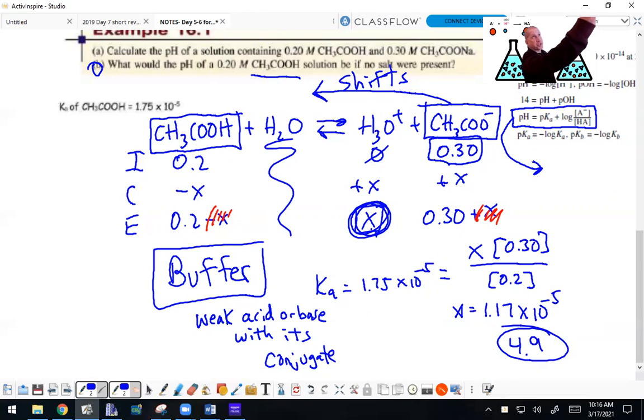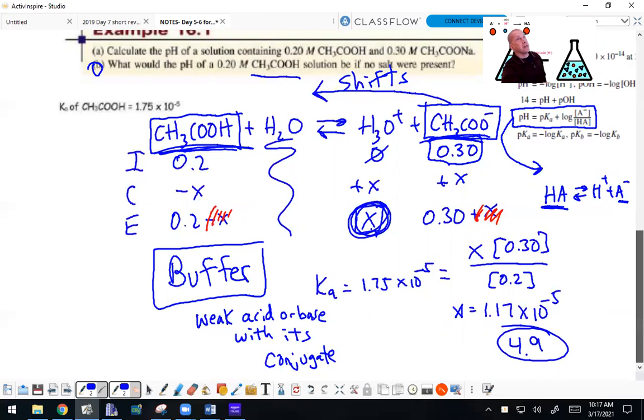Notice it's pH, so we're using the hydronium ion concentration somewhere there. We have pKa, so it's the negative log of the Ka, plus the log of... Now the general form here is you have HA becoming H plus and A minus. So it's the weak acid HA and its conjugate base A minus. Now in our example, it's the weak acid CH3COOH and its conjugate base CH3COO minus.